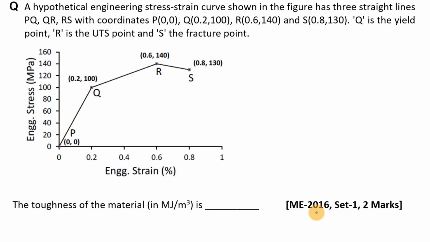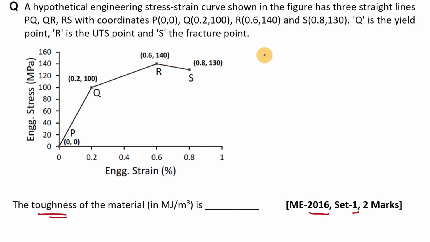Now this next question is from year 2016 paper set 1. A hypothetical engineering stress strain curve is shown in the figure, and it has three straight lines PQ, QR and RS with coordinates P, Q, R and S, that is also shown in this graph. Q is the yield point, R is the UTS point and S is the fracture point. Here we have to find out toughness of the material in megajoule per meter cube.